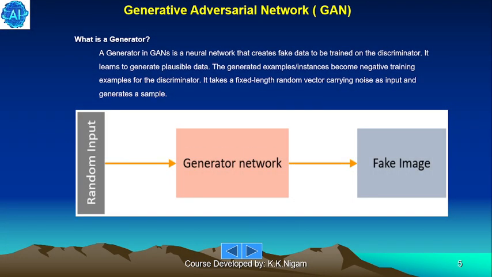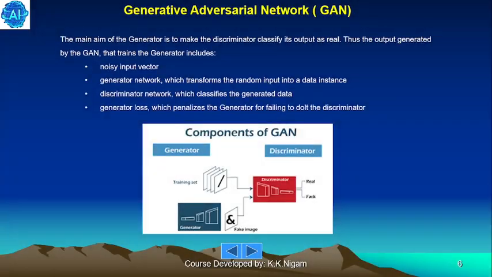So what is a generator? A generator in GANs is a neural network that creates fake data to be trained on by the discriminator. It learns to generate plausible data. The generated instances become negative training examples for the discriminator. It takes a fixed length random vector carrying noise as input and generates a sample. The main aim of the generator is to make the discriminator classify its output as real.